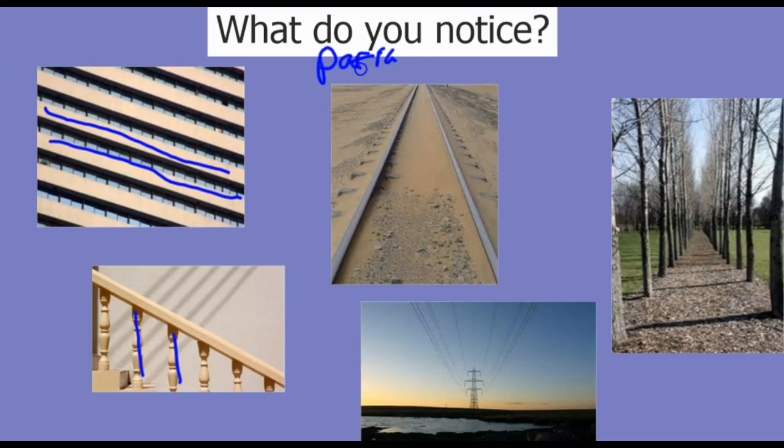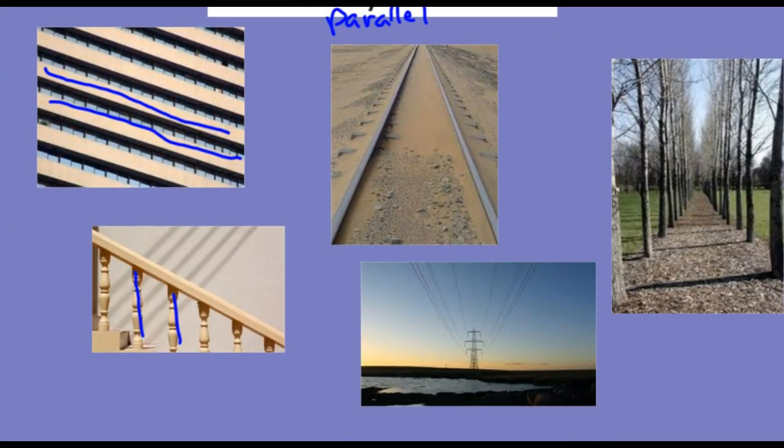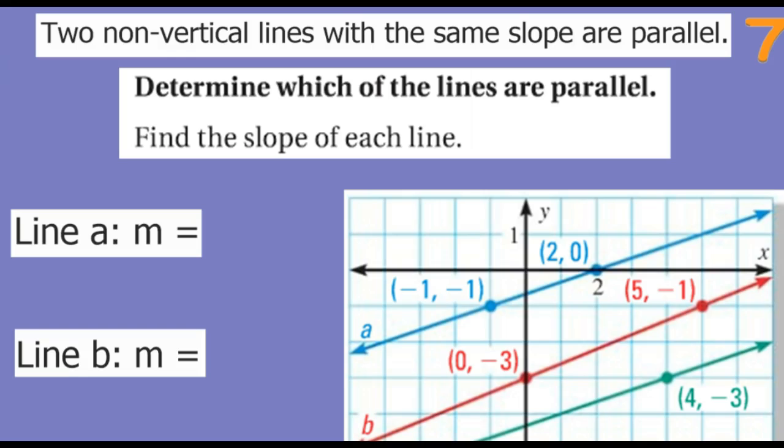Oh, I spelled that wrong. Hold on. P-A-R-A-L-L-E-L, parallel lines. So we're going to talk about parallel lines for a few minutes here. So two non-vertical lines with the same slope are parallel. Determine which of these lines are parallel. Find the slope of each line.